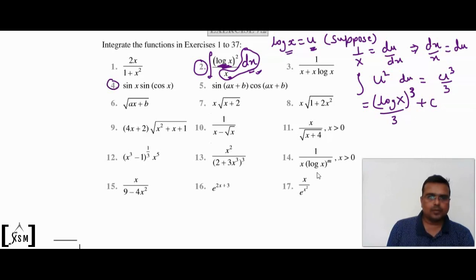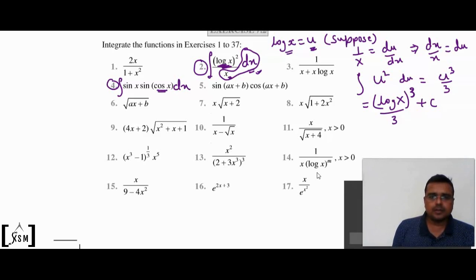Question number 4. Question number 4 says, integration of sine of cos x times sin x dx, right? I would suppose cos x as u. You know, there is a reason. Why? If I suppose cos x, my differentiation is sin x, which is already given in the question.